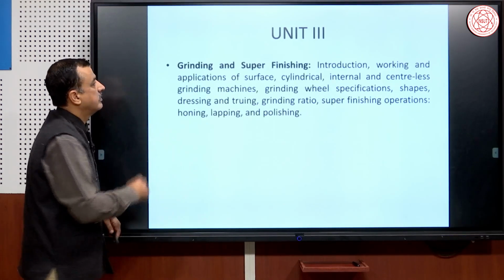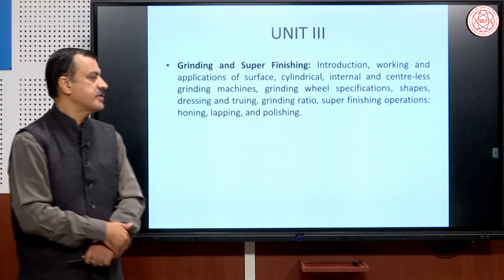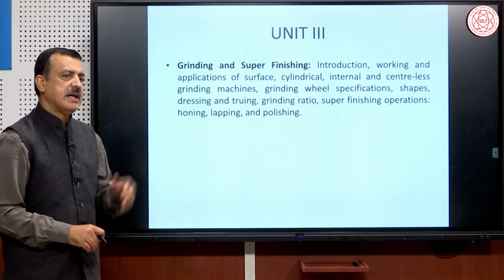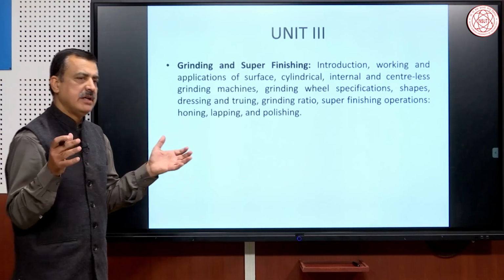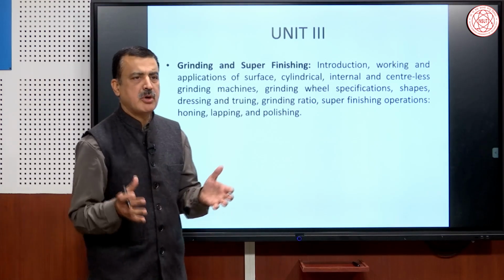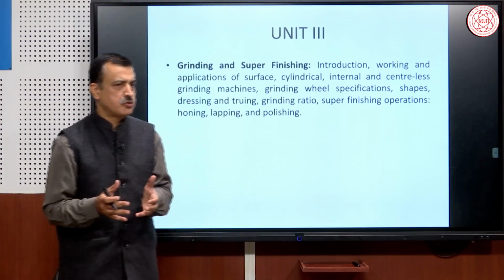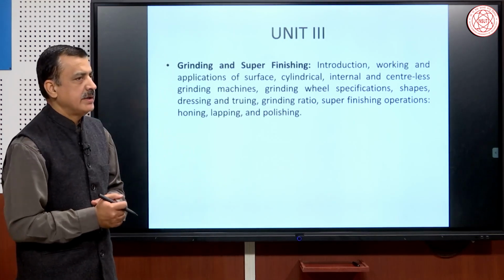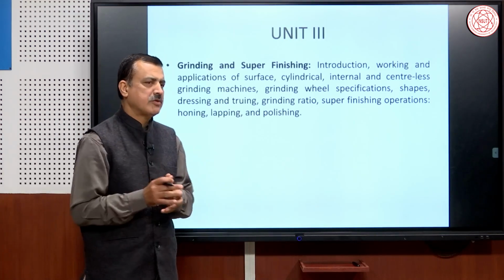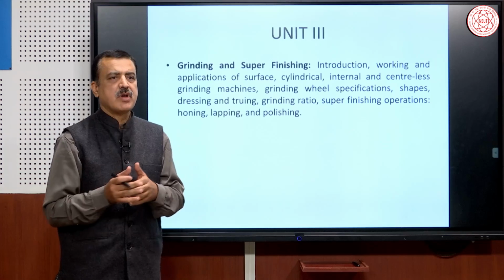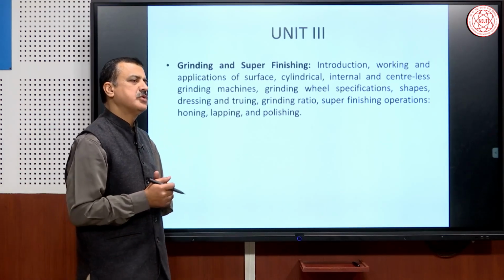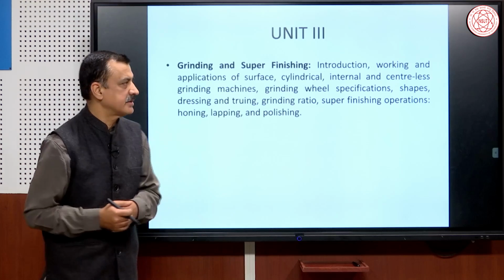Next we have unit 3, which is on grinding and super finishing. So grinding, as I discussed, is a process where abrasive particles in the form of a bonded wheel are used to remove metal from the surface. This process typically removes a very small amount of metal but is capable of giving a very good surface finish. So grinding operations are typically used as final machining processes.